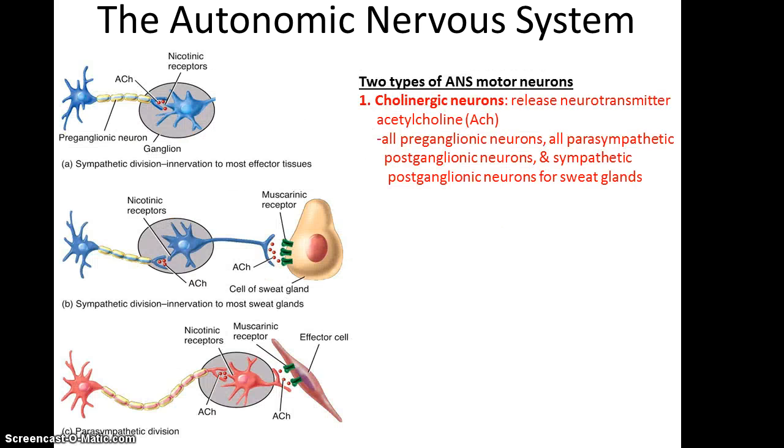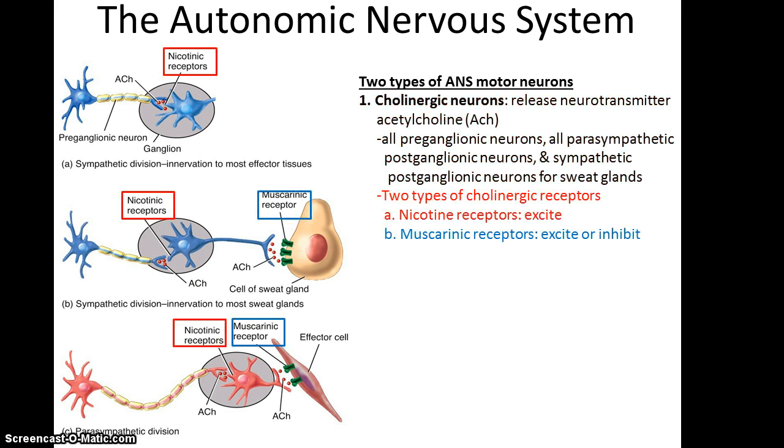So there are two main types of autonomic nervous system motor neurons. There's the cholinergic neurons. These are the neurons that release the neurotransmitter acetylcholine. So these are very common. You see them in the preganglionic neuron of all the sympathetic and parasympathetic preganglionic neurons. And then it's also the postganglionic neurons for nerves going to signal the sweat glands, or for any of the parasympathetic division and its effectors.